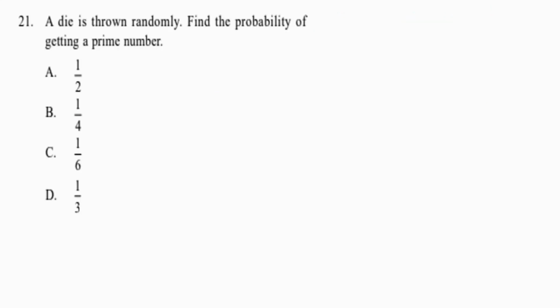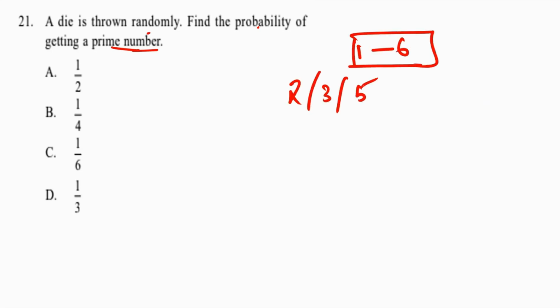The next question, number 21: a die is thrown randomly. Find the probability of getting a prime number. A dice has numbers from 1 to 6, out of which how many prime numbers do we have? 2, 3, and 5. That means out of 6 numbers, we have 3 prime numbers. So 3 out of 6 possible total outcomes, that's half. So the probability of getting a prime number is half.